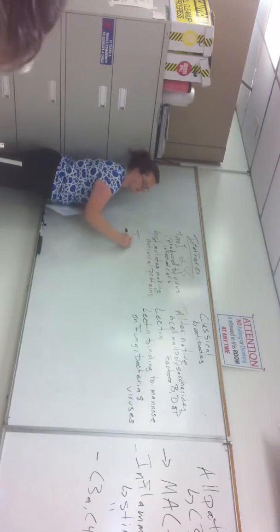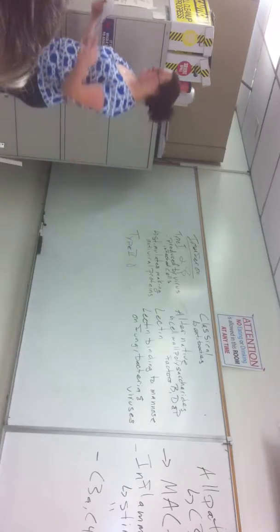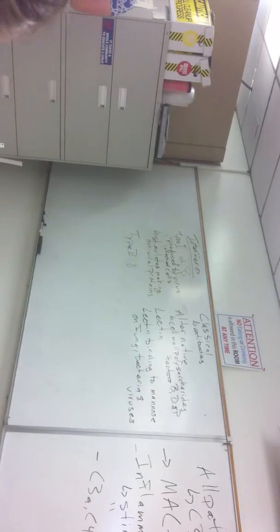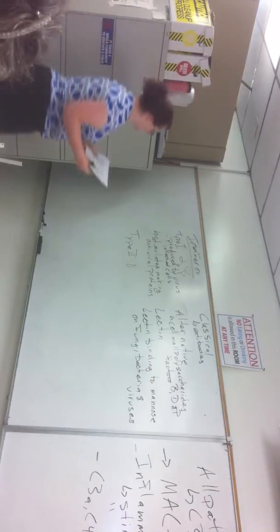Type 2, gamma, is activated by the T cells, and it stimulates macrophage activity. What do macrophages do? They eat other cells. They eat things. Phagocytosis.